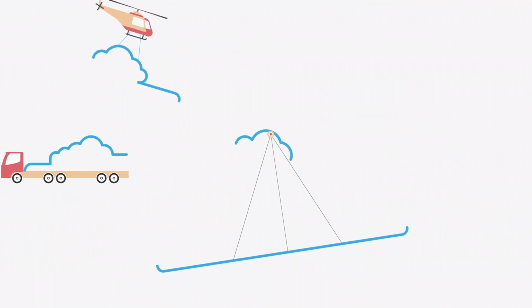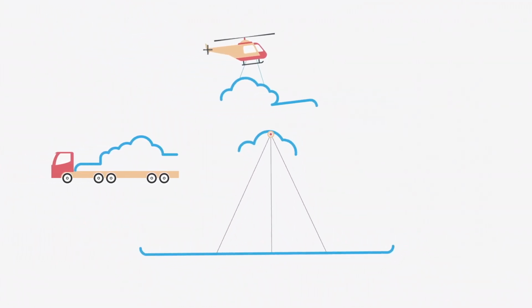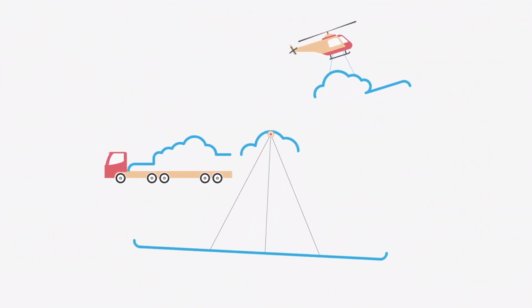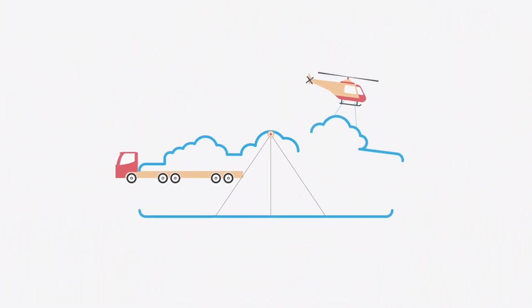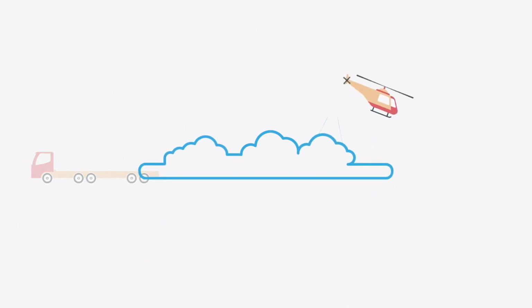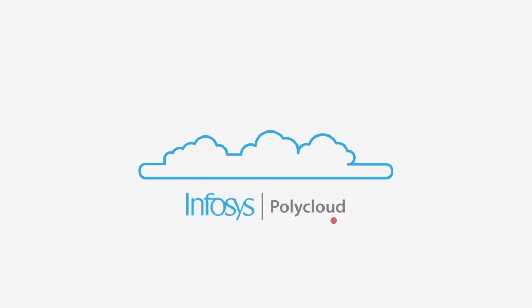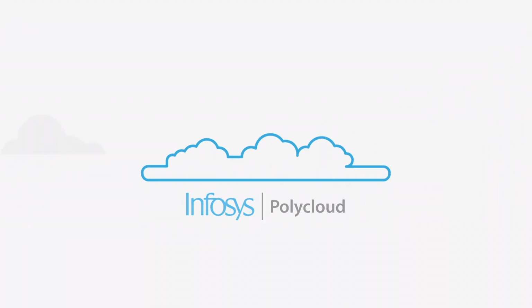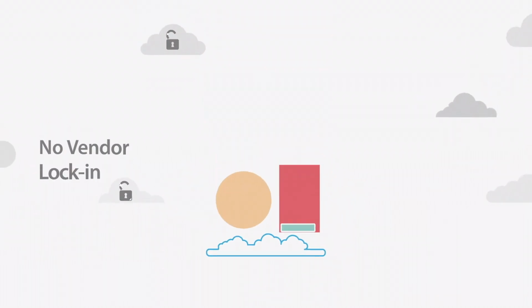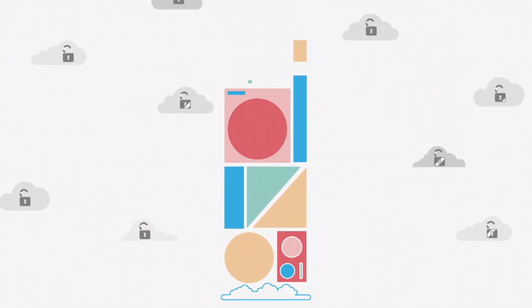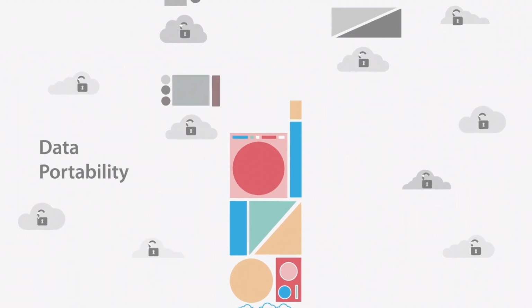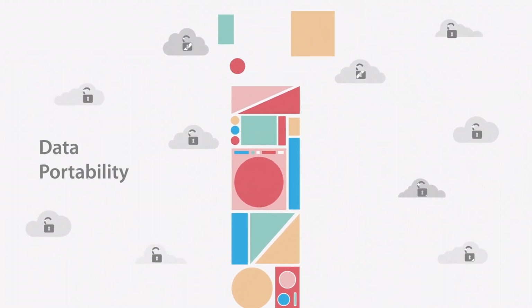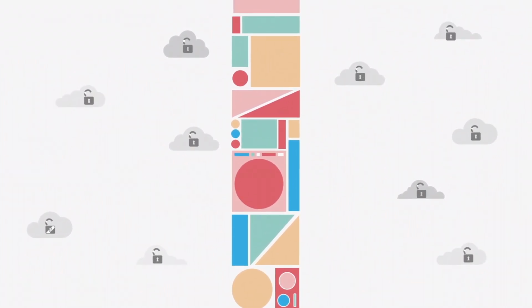Thankfully, you can change that. With a platform that enables you to procure, build, and manage vendor-agnostic solutions across multiple cloud providers. Welcome to the Infosys Polycloud Platform. With Polycloud, you will not have to worry about vendor lock-in, and you'll have the flexibility to port your applications and data from one provider to another. So, you shift from being platform-centric to you-centric.